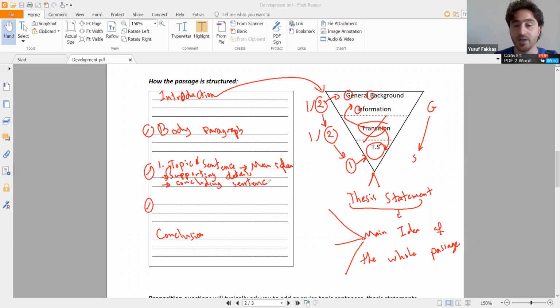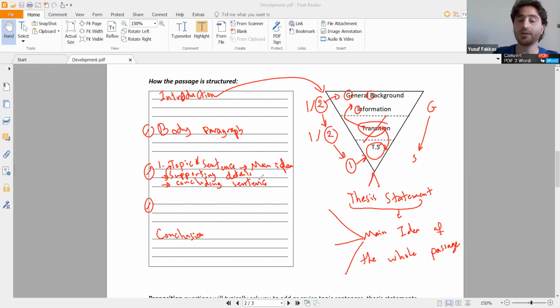Okay? So the introductory paragraph has 3 parts: the general information, and then the smooth transition, and then the thesis statement itself, which is the main idea of the whole passage. Body paragraph also has 3 parts, but they are different. You start with the main idea of the paragraph, which is the topic sentence, and then you add supporting details and make sure that every single detail is directly related to the main idea, which is the topic sentence. And then the concluding sentence, actually here it's optional. You can write a concluding sentence or not. It's not a big deal.